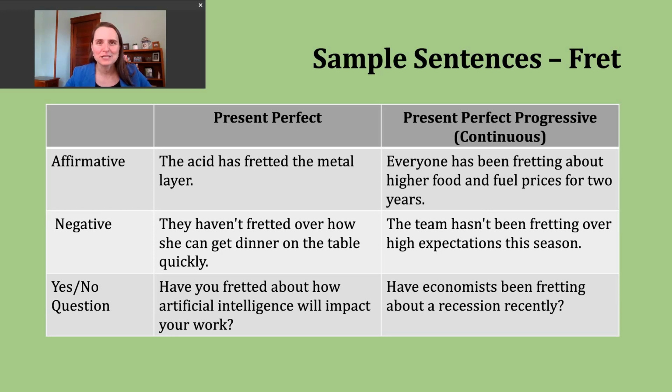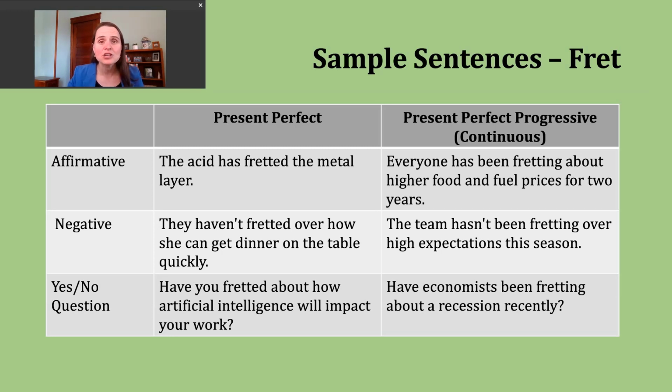Let's start with the present perfect. We can use this verb tense to talk about an action that was completed in the past but at an unknown point in time. We can also use it to describe an action that started in the past and continues into the present. When I go to make the present perfect, I'm going to need two parts to my verb.